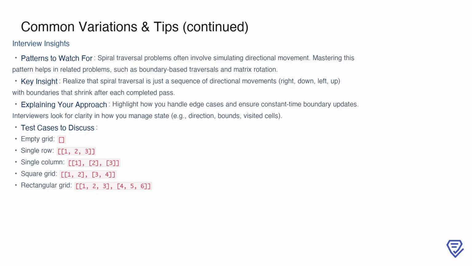When explaining your approach in an interview, emphasize how you handle edge cases and maintain constant time updates to the bounds. A clear explanation of how you track state, including direction and visited cells, is key. For test cases, be prepared to discuss scenarios like an empty grid, single row or single column grids, square matrices, and rectangular grids. These examples demonstrate a thorough understanding of edge cases and robustness in your solution.